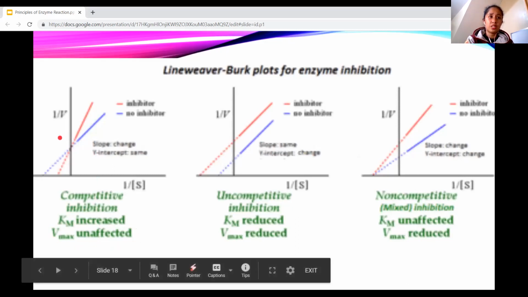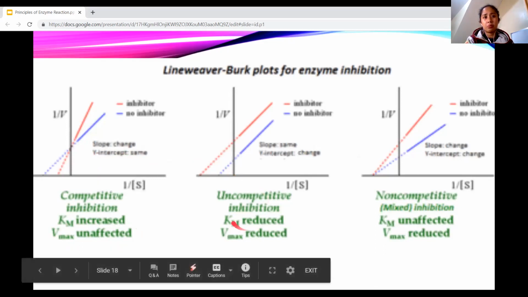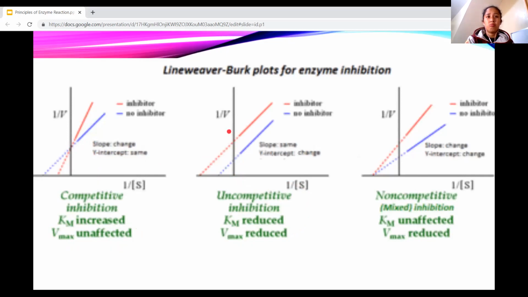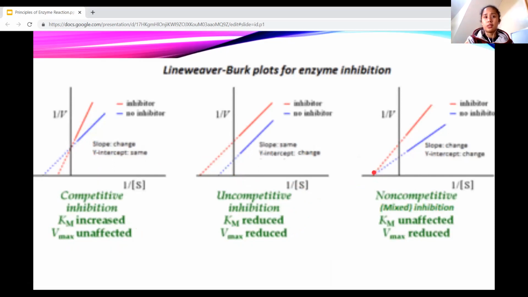Since your Vmax is unaffected, nag-intersect sila dito sa Y area. Class, uncompetitive inhibition: your Vmax is reduced and your Km is reduced as well. Since reciprocal nga, class, tumaas. So, your Vmax is reduced. Next, class, your Vmax is reduced and your Km is unaffected. So, dito sa 1 over substrate sila nag-intercept.